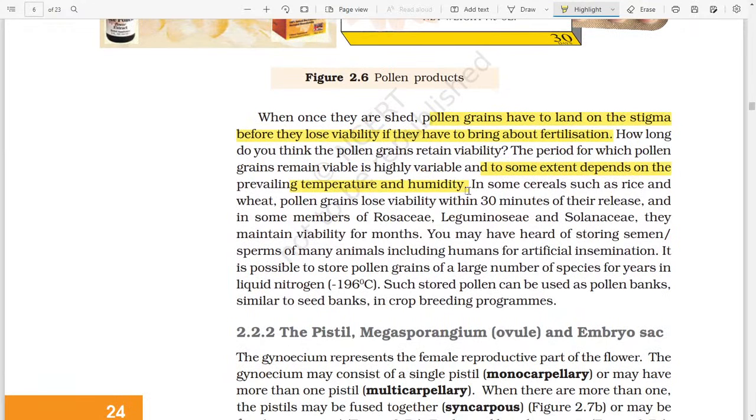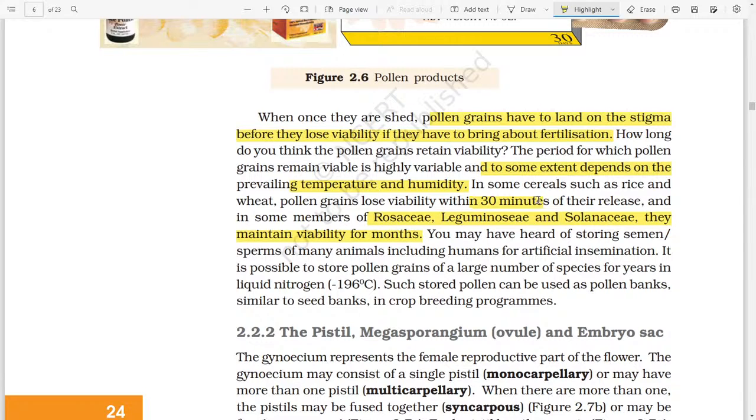In some cereals such as rice and wheat, pollen grains lose viability within 30 minutes of their release. And in some members like Rosaceae, Leguminosae, and Solanaceae, they maintain their viability for a month.